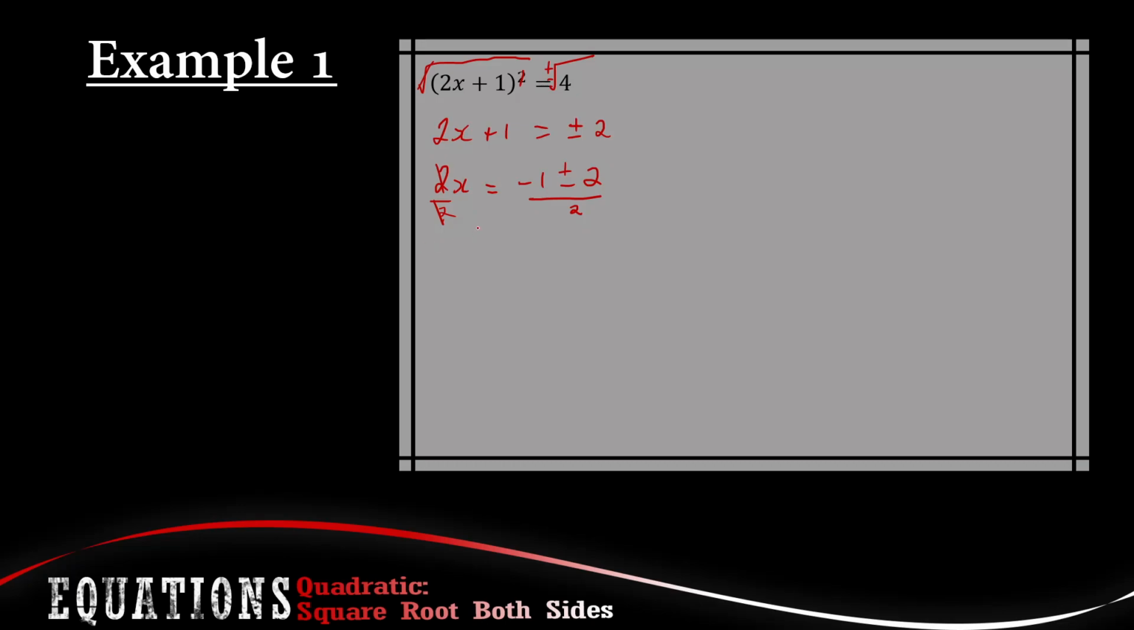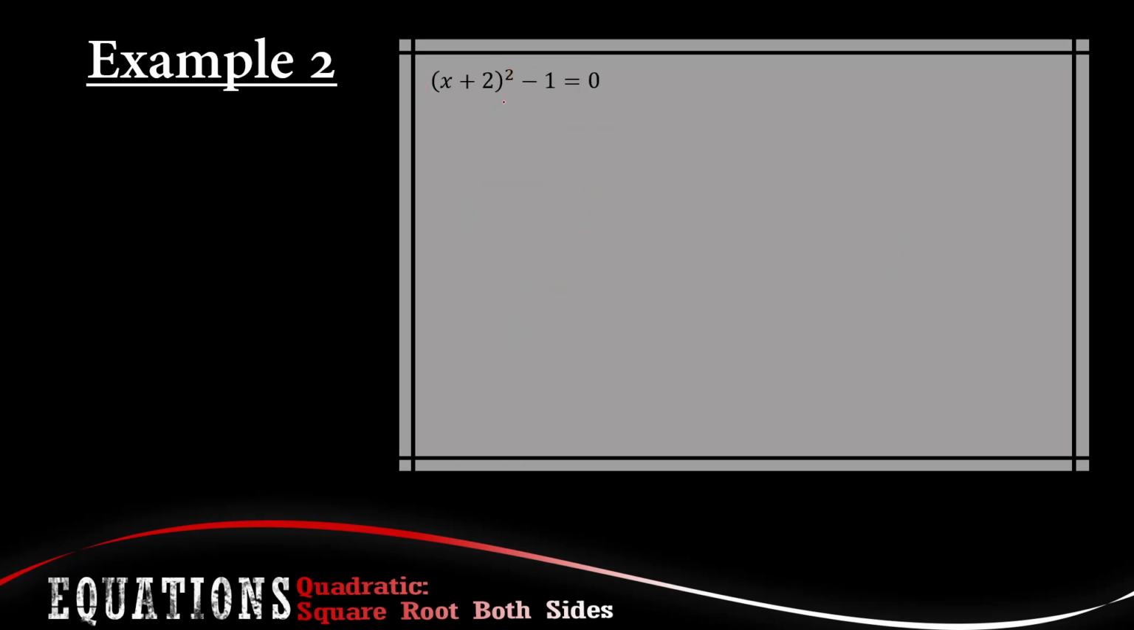Now the plus or minus indicates that one answer is negative 1 plus 2 over 2, or x can be equal to negative 1 minus 2 over 2. And then we can just simplify that. So this is going to be 1 over 2, and on this side we have negative 3 over 2.